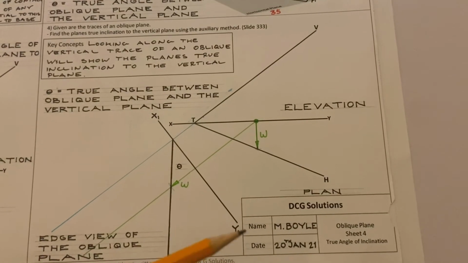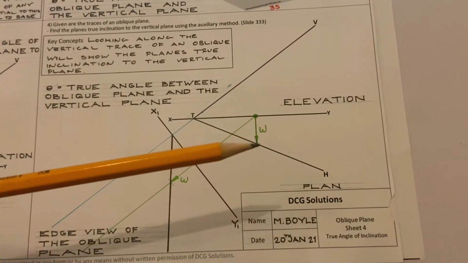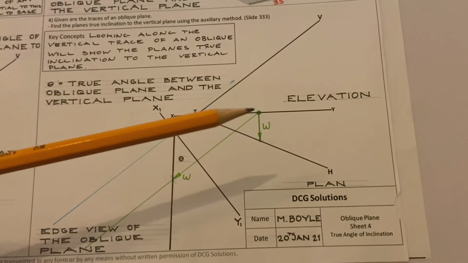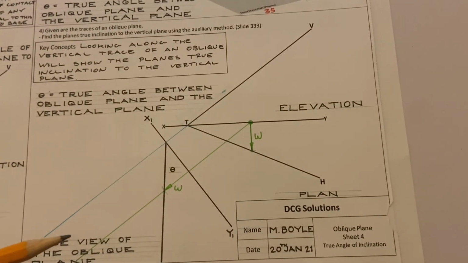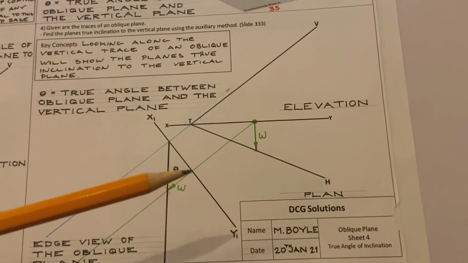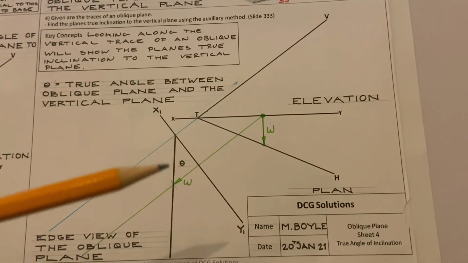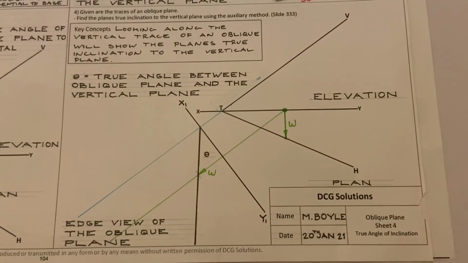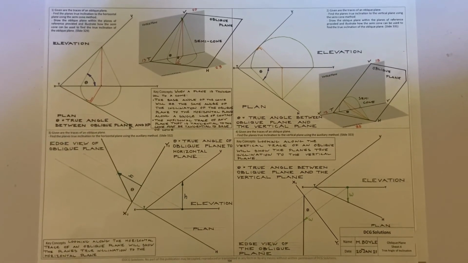You set up your XY line at 90 degrees to that line, and this time we take a random width in plan. We bring in this width, and then where that cuts the XY line, we bring that down there, and then from the X1, Y1 line, we mark that distance up along here to get the edge view of the oblique plane. So all of that completes the drawing.